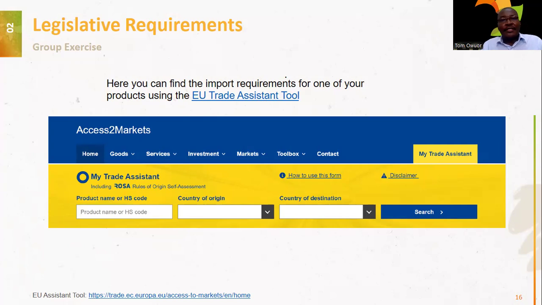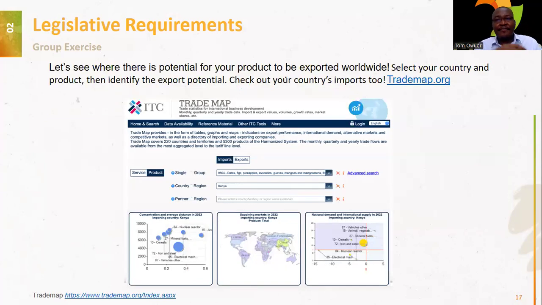So we move on to the next slide, and this is about the ITC Trade Map. It is equally a tool that helps us quite a lot when it comes to positioning our products and finding the various market opportunities for our products and services. So allow me to see if I can demonstrate this.